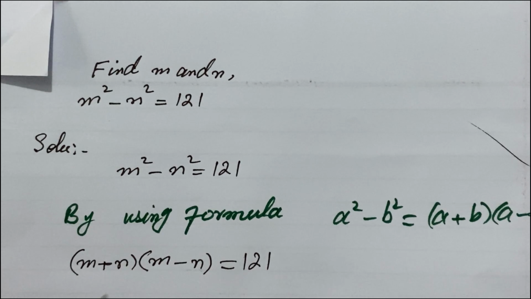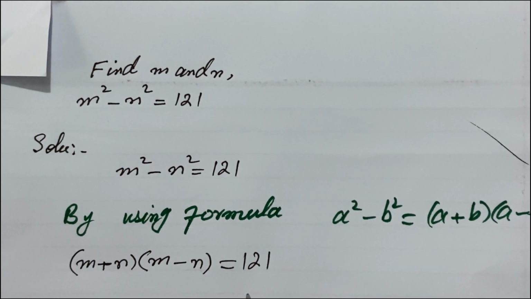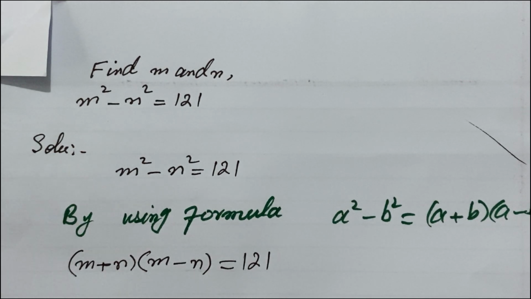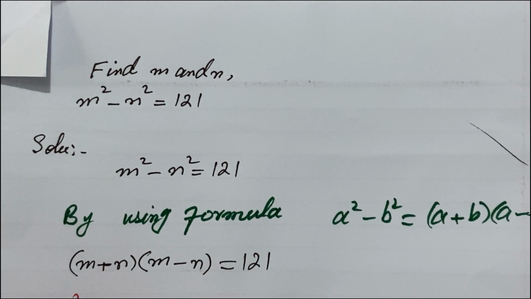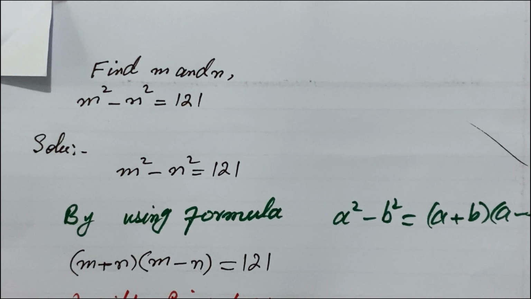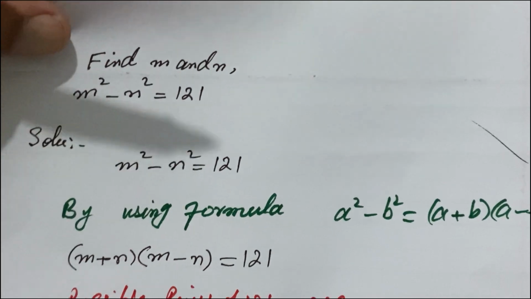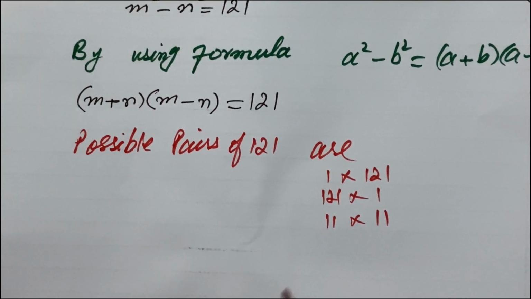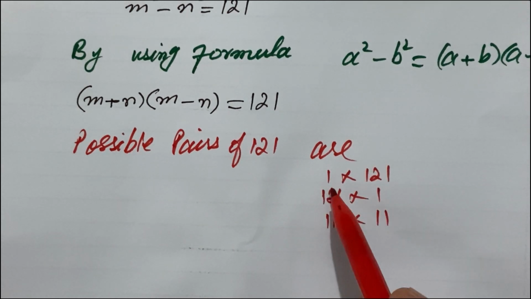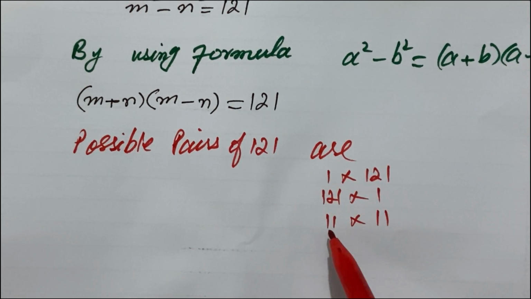Now here the possible pairs of 121 are 1 into 121, 121 into 1, 11 into 11.